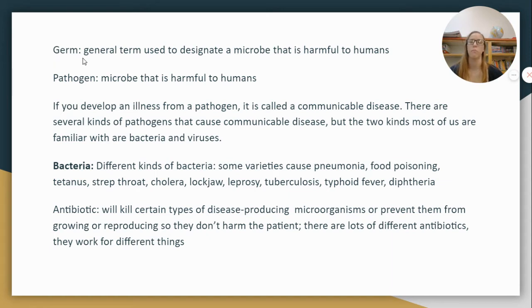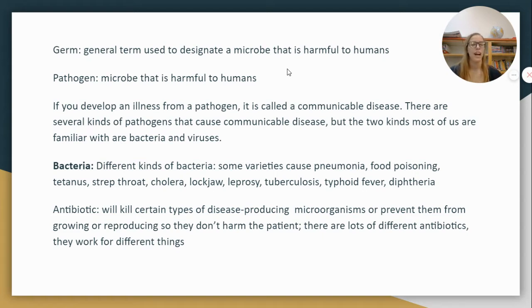So we first have germ, which is just a general term used to designate a microbe that is harmful to humans. And then a pathogen is that microbe. So basically, a communicable disease is an illness you're developing from a microbe that is harmful to humans.